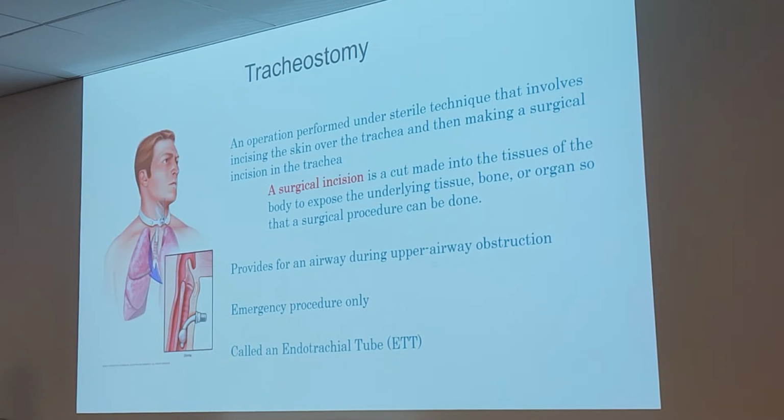So the purpose of this surgery is to provide an airway when it's obstructed. It's usually done in an emergency type situation, and ETT is just an acronym for endotracheal tube, okay? And tracheostomy is the actual procedure.